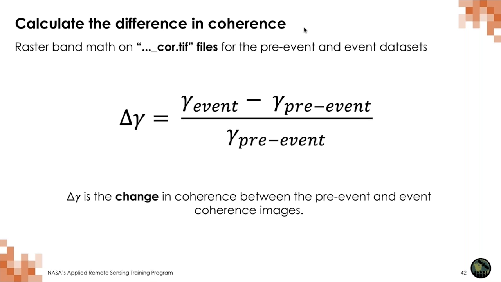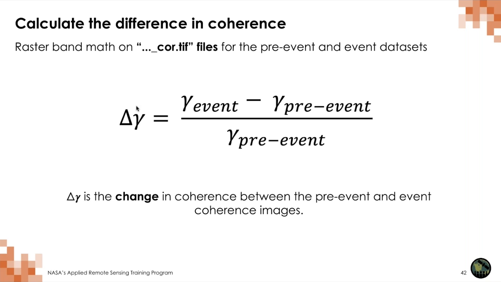And what we're going to do at this point is very simple raster band math with the event and the pre-event coherence data sets to calculate a change in coherence relative to the pre-event data set, so that we'll have a percent change in coherence. So delta gamma will be the change in coherence between the pre-event and event coherence images expressed as a percent. The change in coherence is happening on a per pixel basis.